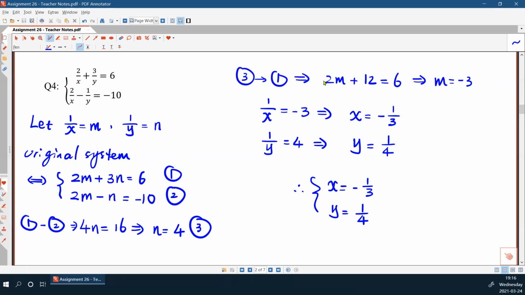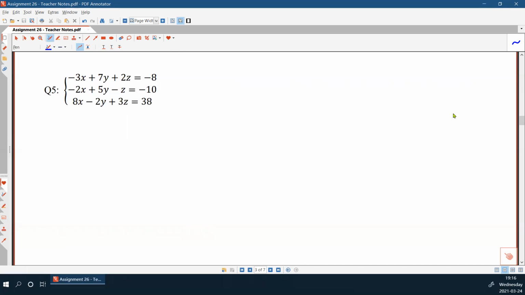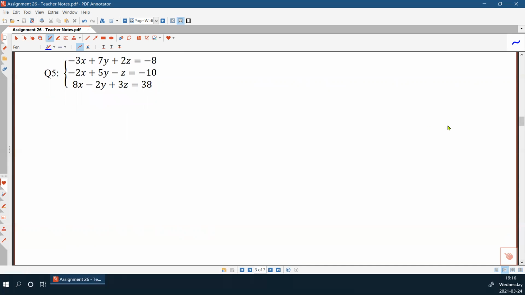No? Okay, let's see question 5. Okay, question 5, now we have 3 linear equations, right? A system of 3 linear equations. How do we solve this? We need to reduce the number of variables, remember? So we need to reduce 3 equations to 2 equations, right? Okay, so let's label this with 1, 2, and 3 respectively.